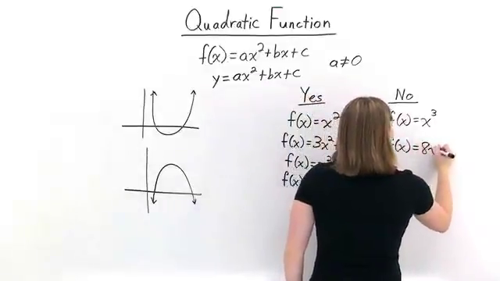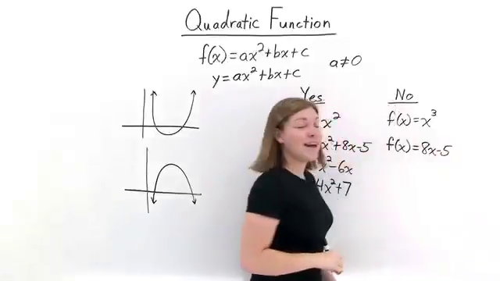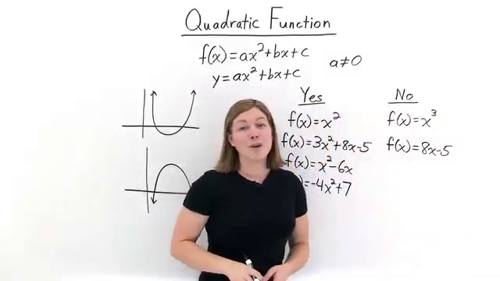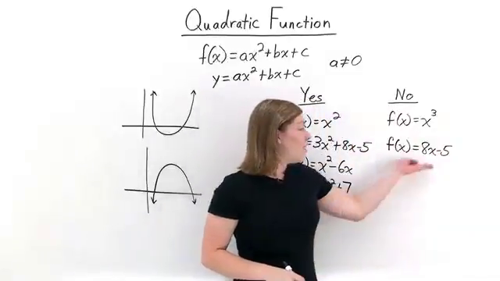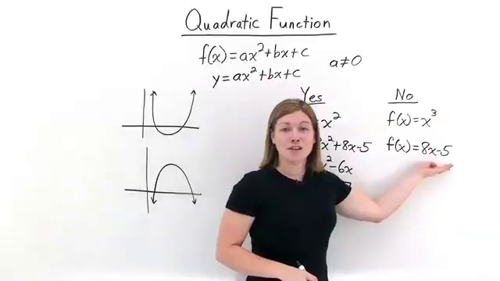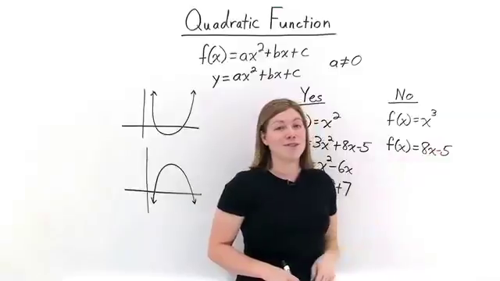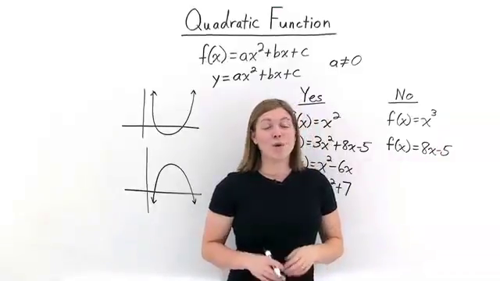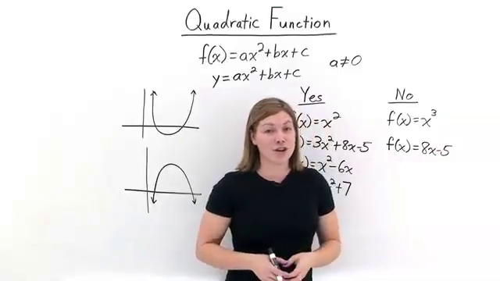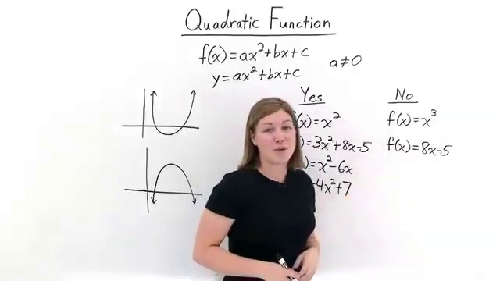Let's take another. f(x) equals 8x minus 5. Again, we do not have a quadratic function. There is no x squared term in here. And if we look, the highest degree of an x is 1. 1 is not 2. We must have exactly the highest degree of 2. So we do not have a quadratic function.